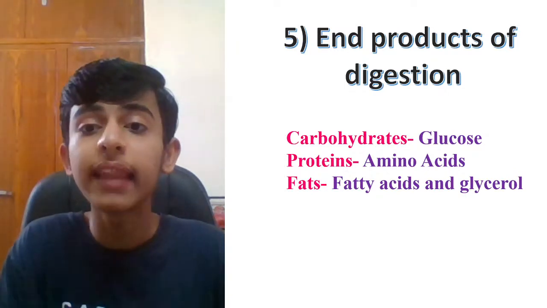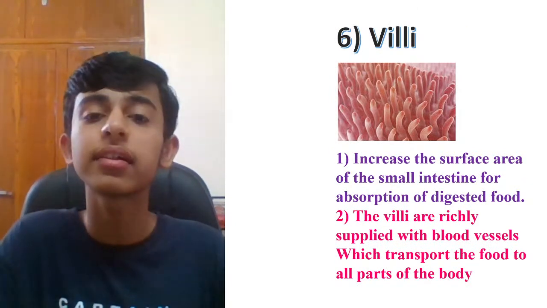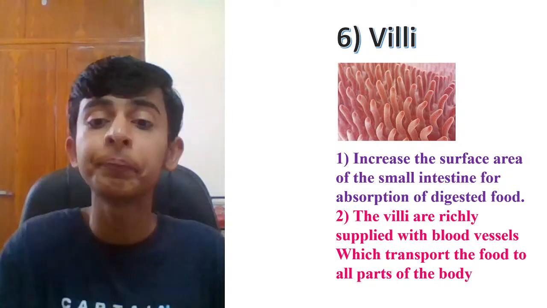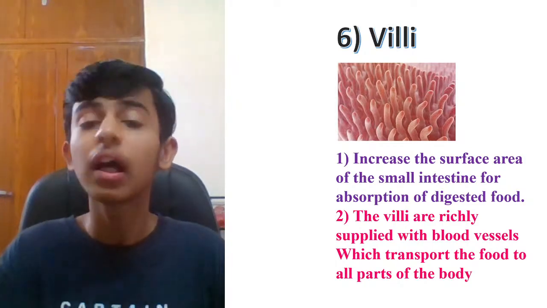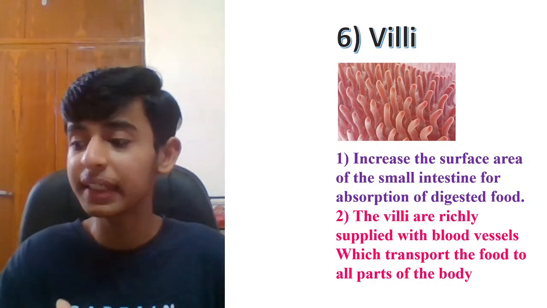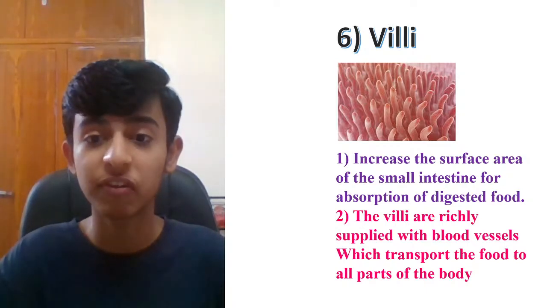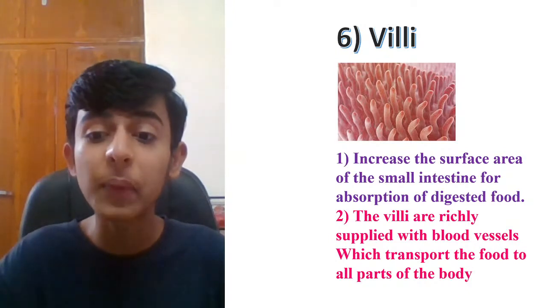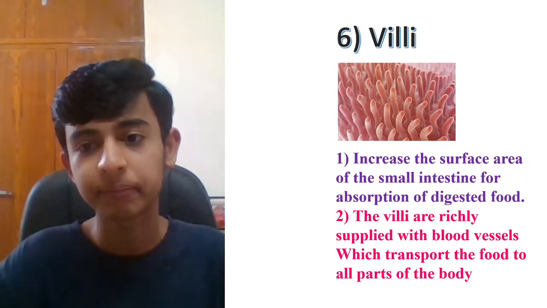Okay. Now coming to the villi. Very important. See, basically villi are on the small intestine. What is the role of villi? They increase the surface area of the small intestine for absorption of digested food. Now when the digestion gets completed, the food has to be absorbed, which has been digested. And the villi are richly supplied with blood vessels which transport the food to all parts of the body.